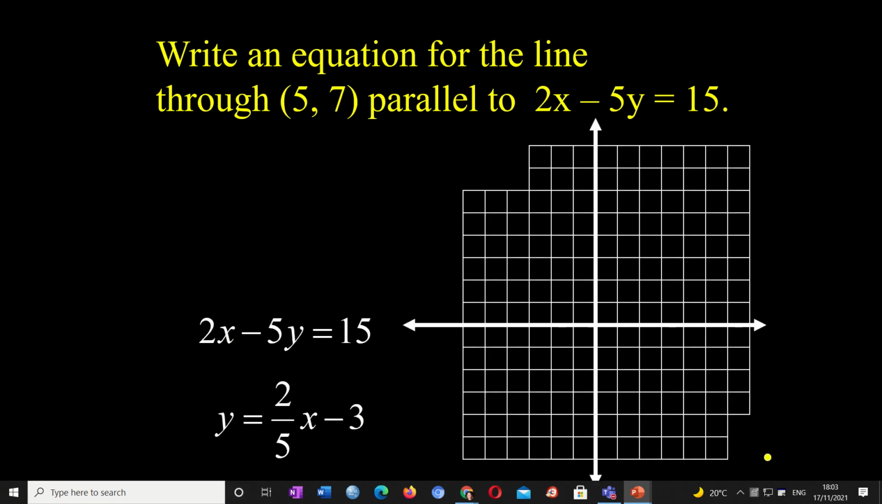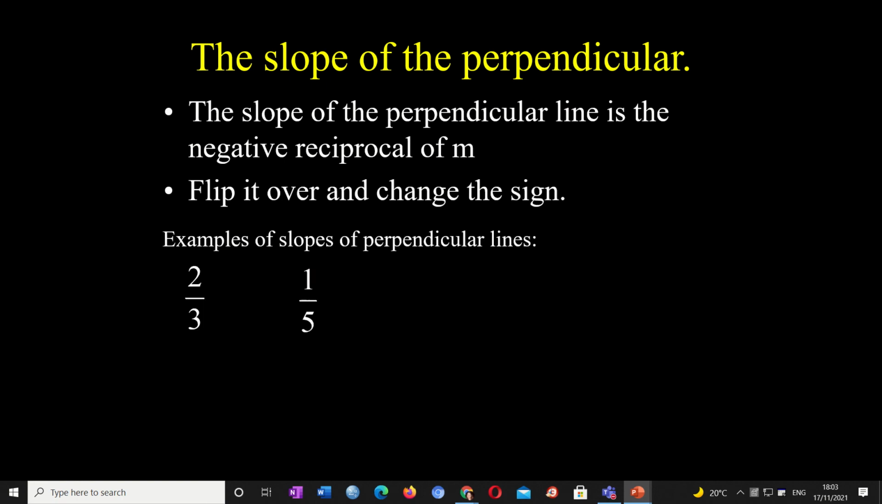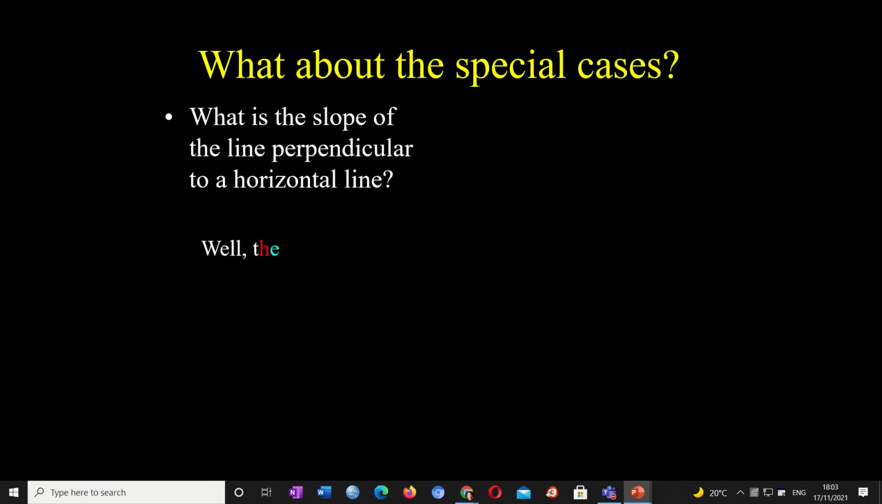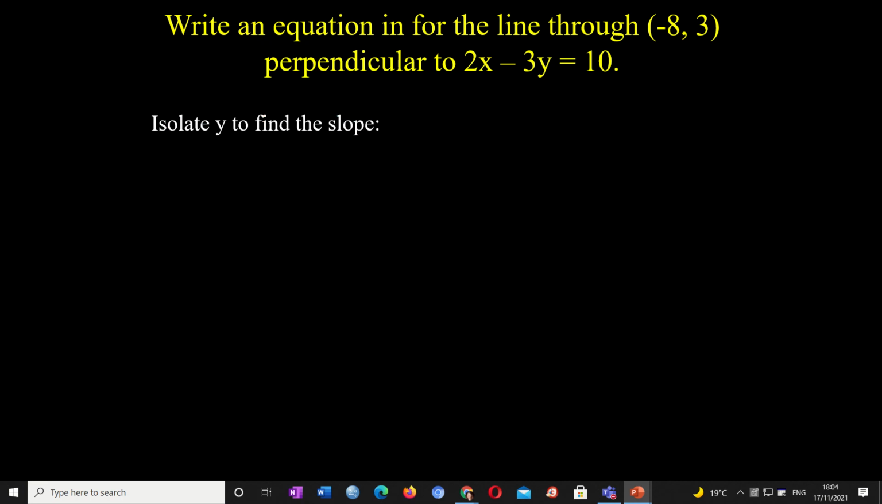Good. These are two parallel lines, this is what it means. Now we have seen that when it is perpendicular, the slope of the perpendicular line is the negative reciprocal of m. Flip it over and change the sign. Now examples of slopes of perpendicular lines. You change it and replace with -1. Now, what is the slope of a line perpendicular to a horizontal line? A line perpendicular to a horizontal line has slope 0. Did we solve this also? No. Okay, now here's this one.